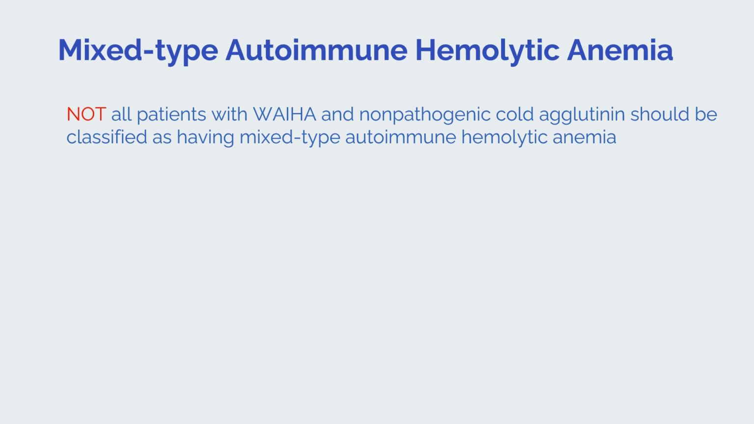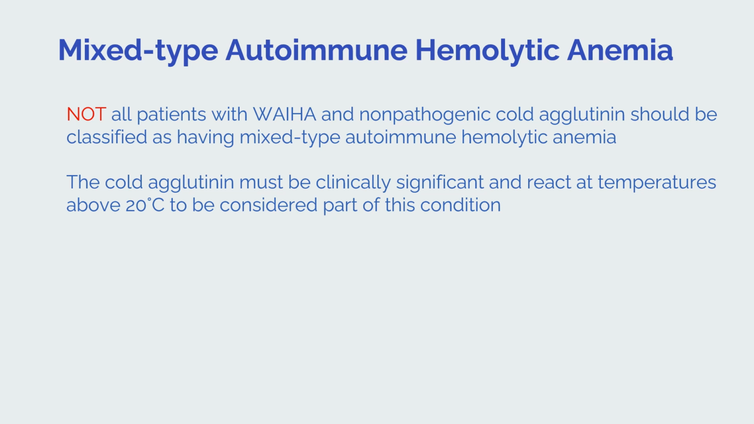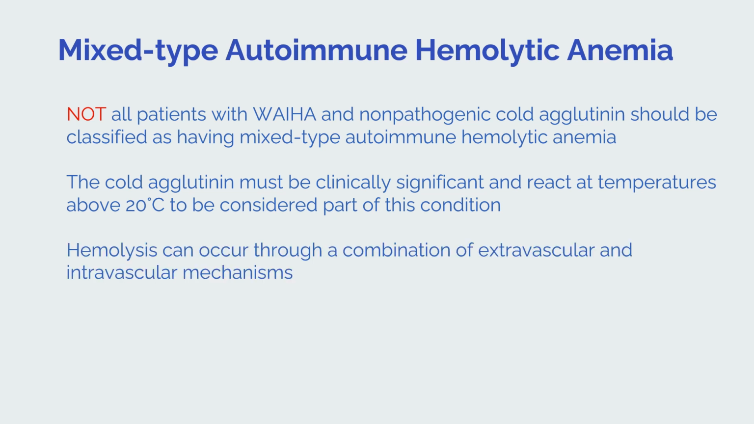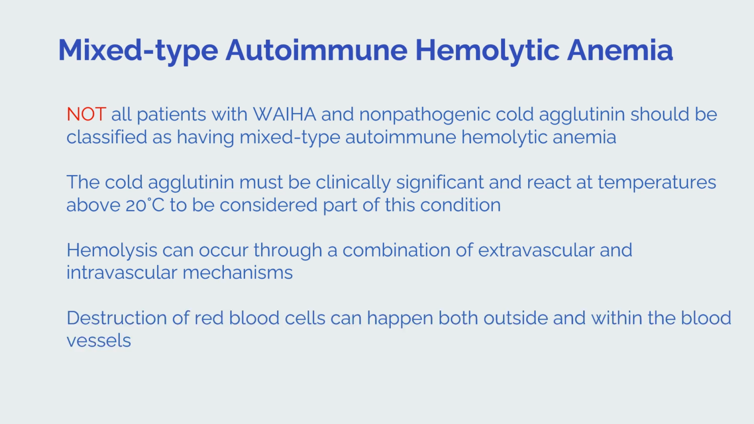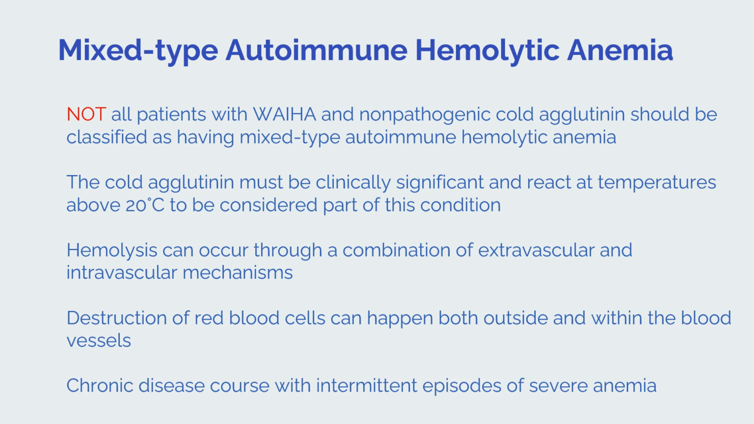It's important to note that not all patients with WAIHA and non-pathogenic cold agglutinin should be classified as having mixed-type autoimmune hemolytic anemia. The cold agglutinin must be clinically significant and react at temperatures above 20 degrees Celsius to be considered part of this condition. The hemolysis in mixed-type autoimmune hemolytic anemia can occur through a combination of extravascular and intravascular mechanisms. This means that red blood cell destruction can happen both outside and within the blood vessels. The disease course is typically chronic, with intermittent episodes of severe anemia.